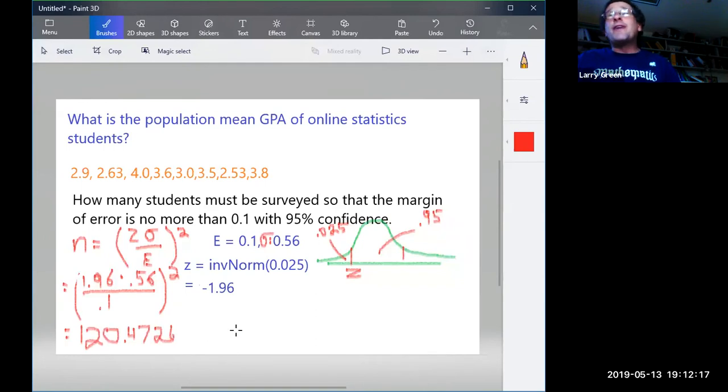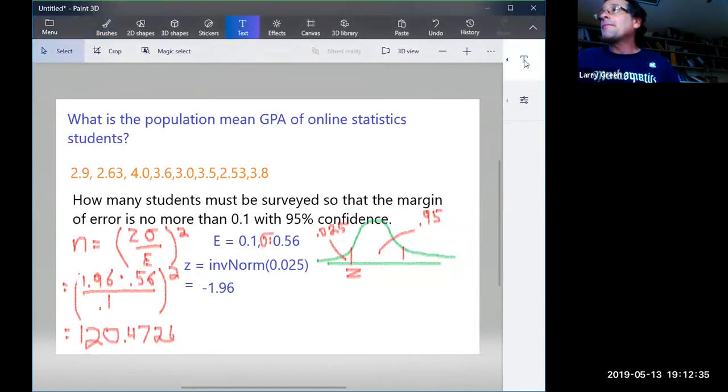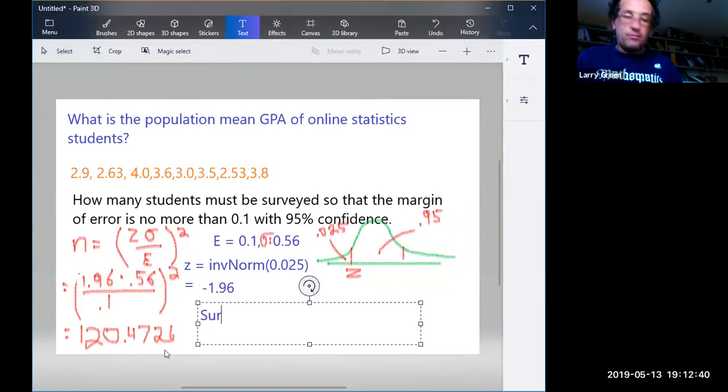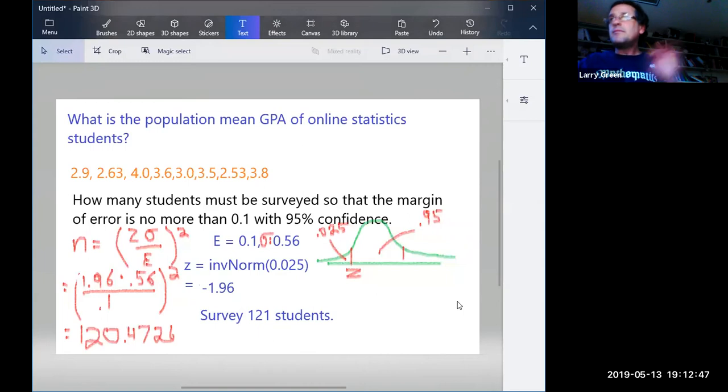But you can't survey 120.4726 students. Do you agree with that? Doesn't make any sense. Are you going to take a chainsaw to one of them and only ask that part of them? No. So instead what you do is you round up and you do 121. So let me write that out. And that's the sample size. Notice it's much bigger than 30.